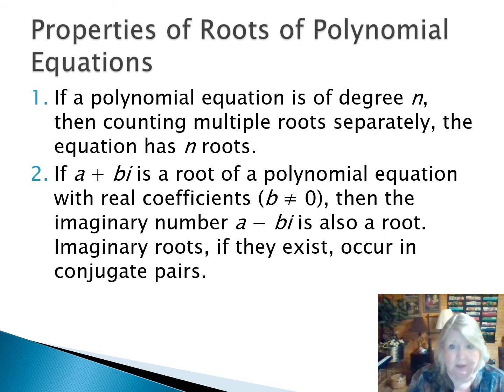Second nice neat little property. If a plus bi is a root of a polynomial equation with real coefficients, of course b not equaling 0, then the imaginary number a minus bi is also a root. Imaginary roots, if they exist, occur in conjugate pairs. So if 2 minus 5i is a root, 2 plus 5i is also a root.